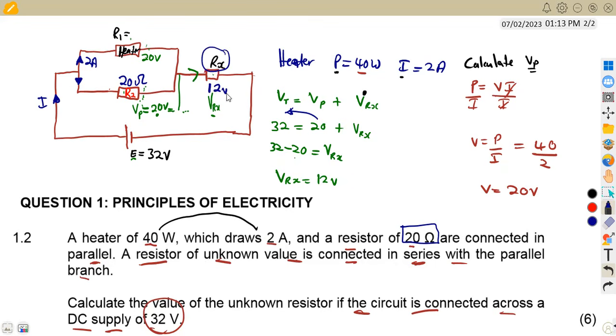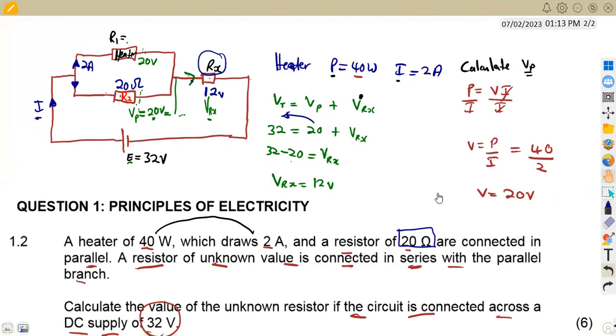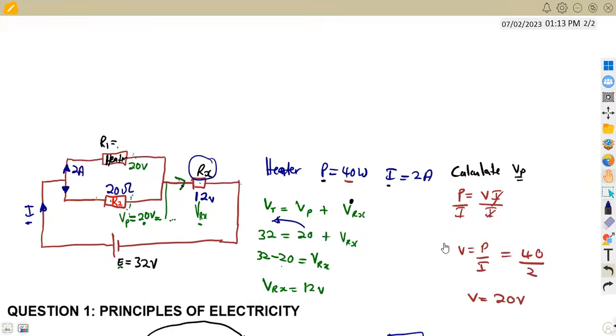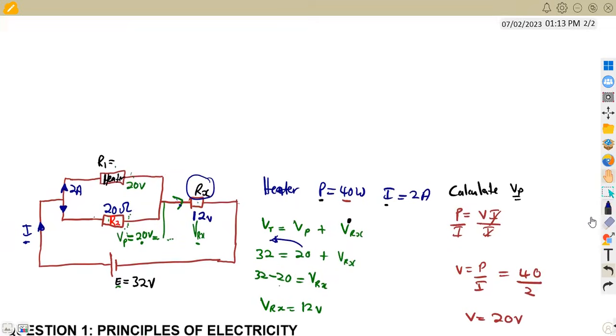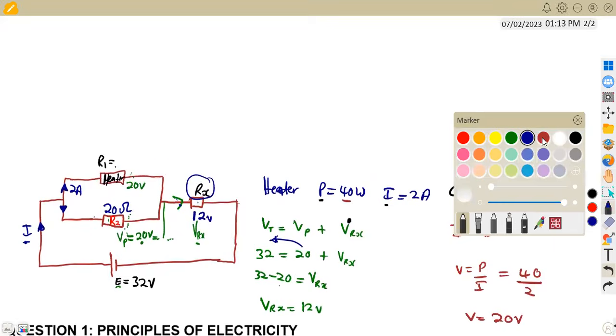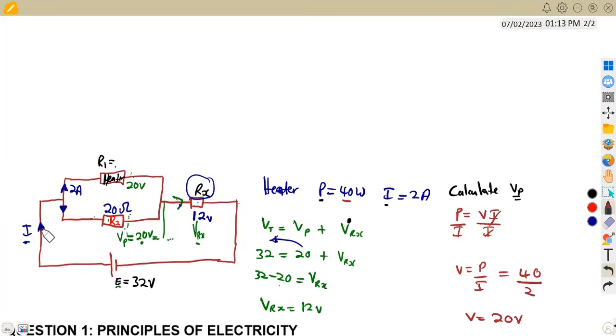To calculate Rx, we are now limited by current. We need this current here, which is the same as the total current. So we need to calculate the total current. How can we calculate it? From Kirchhoff's laws, this will be our current 1 and this will be our current 2.